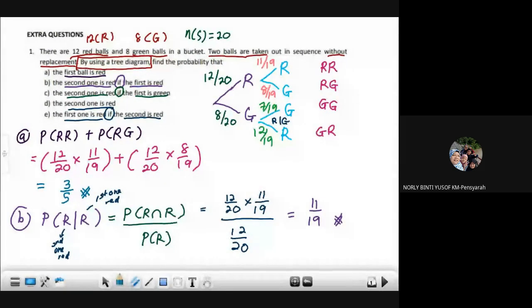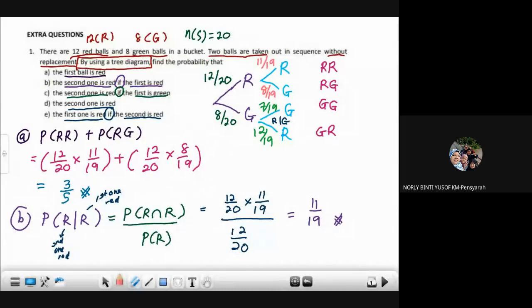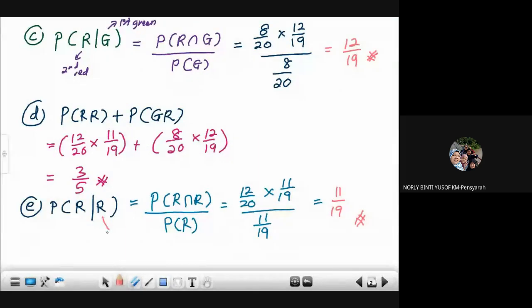Okay, so sama 12/20, 11/19. So samalah 12/20 kali 11/19 divided by probability of red 11/19. So your answers would be 11/19. Okay, jawapan ni similar dengan jawapan B. Cuma bezanya given ni adalah second red. Ini adalah first red.